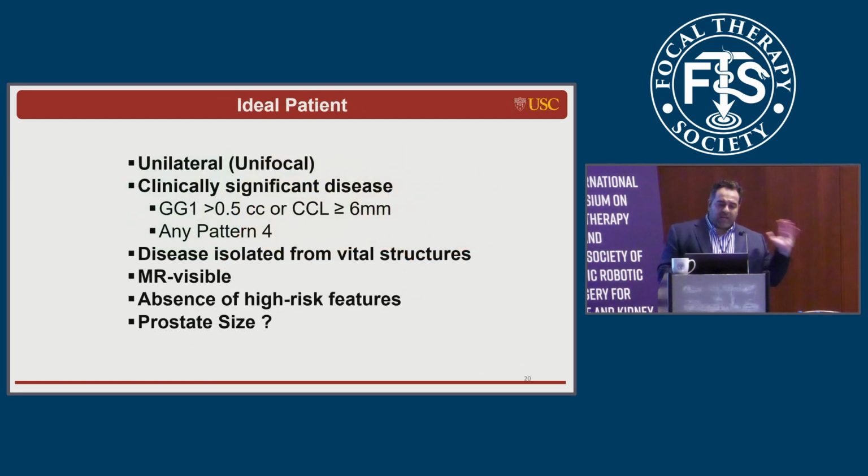But if you talk about the ideal patient, it should be unifocal, or some say unilateral, clinically significant disease. It should be clinically significant disease. I don't like to treat Gleason 6. Any pattern 4 should be on the pathology specimen, and disease should be isolated from vital structures. It should be MRI visible, but in future it might be switched out with other, better imaging modalities. Absence of high-risk features like cribriform pattern.